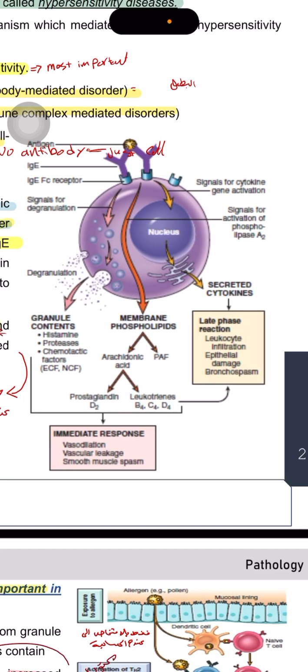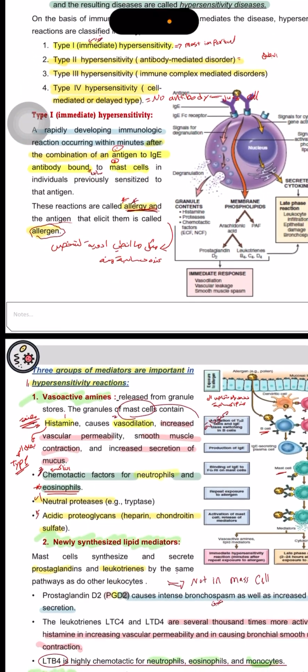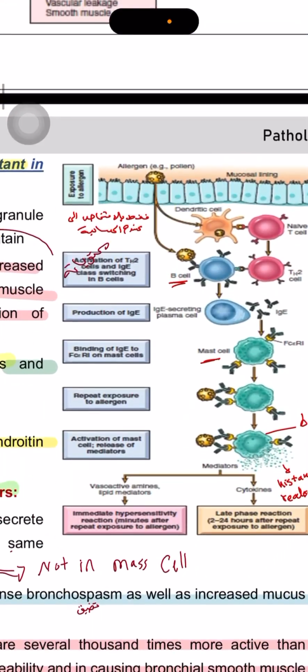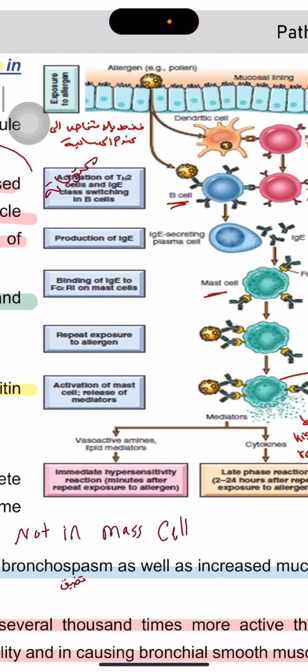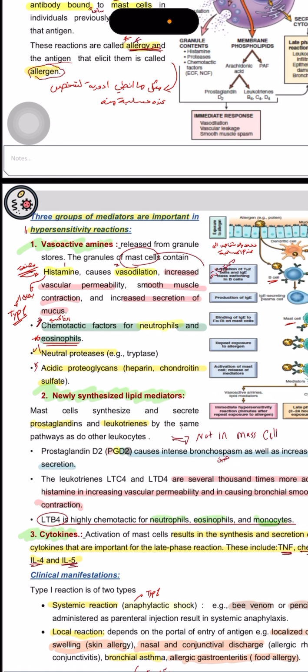Also we have membrane phospholipids, as we see here, that lead to the immediate response, which is vasodilation, increased vascular permeability, and muscle spasm. Or we have granules containing histamine, proteases, and chemotactic factors. So in these mediators we have three groups: vasoactive amines, within the mast cells, like histamine.